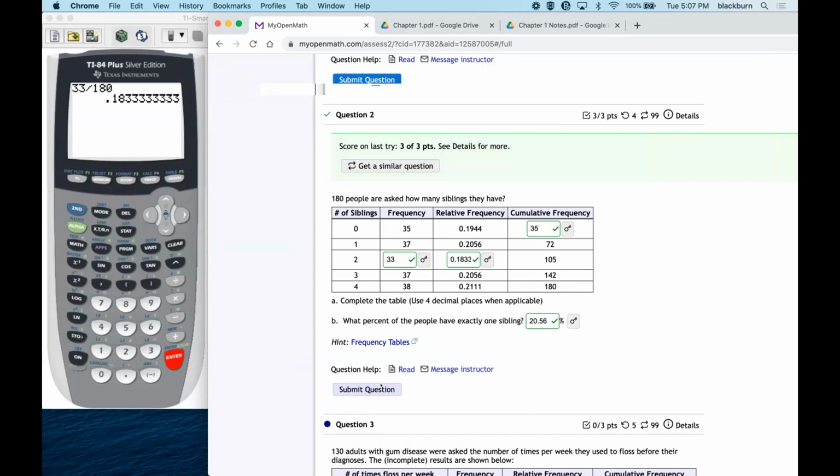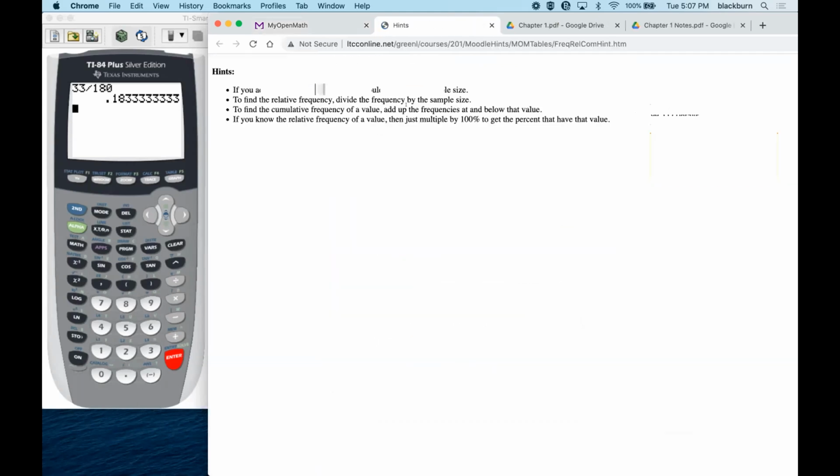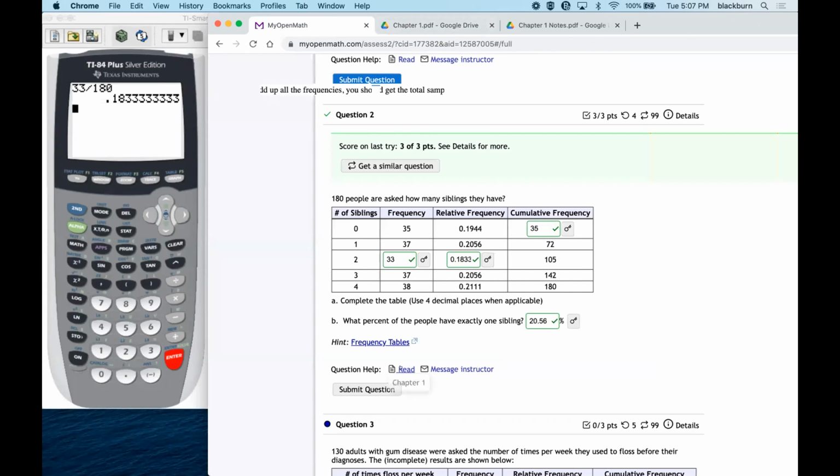The cool thing about MyOpenMath too is it looks like hint frequency tables. So she actually puts hints on there for that. That's one way to get help. Another way to get help is to read, and it links up to the chapter in the book. And the last way, you can message me. So you hit message instructor and you say, hey, Chris, I don't understand what I did wrong on this number. Can you help me out? And then I'll see what you did on that question and I can answer you back via message.